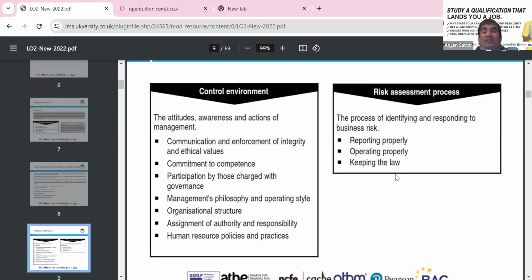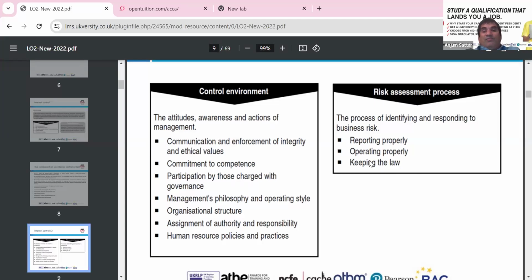If 10 pounds is missing, maybe it's not a big amount when the company has a million or billion pounds worth of turnover. When the company has a million pound transaction which we did not identify, then it raises the question. So integrity, ethical values, commitment, competencies, participation: we can look around the philosophy, the operating style, and the organization structure.